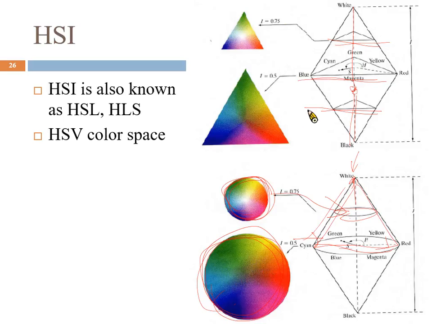So this is the so-called HSI color space, and we may also describe it as HSL or HLS. The L means luminance, which is equal to intensity or brightness or value. We may also call it HSV. V stands for value. It's also indicating the strength of light.